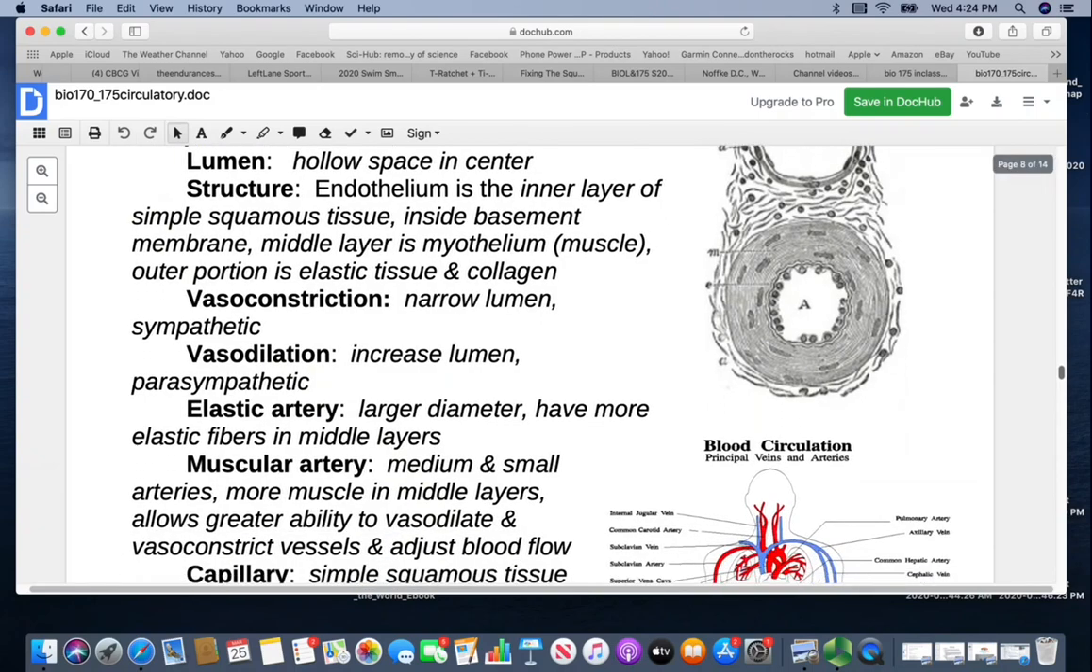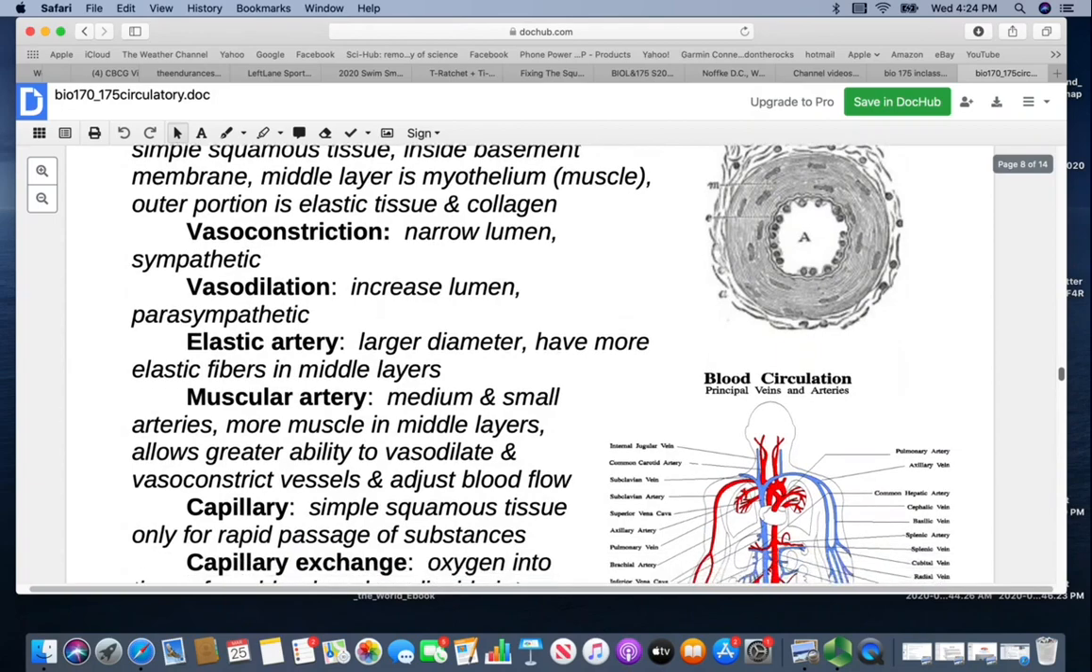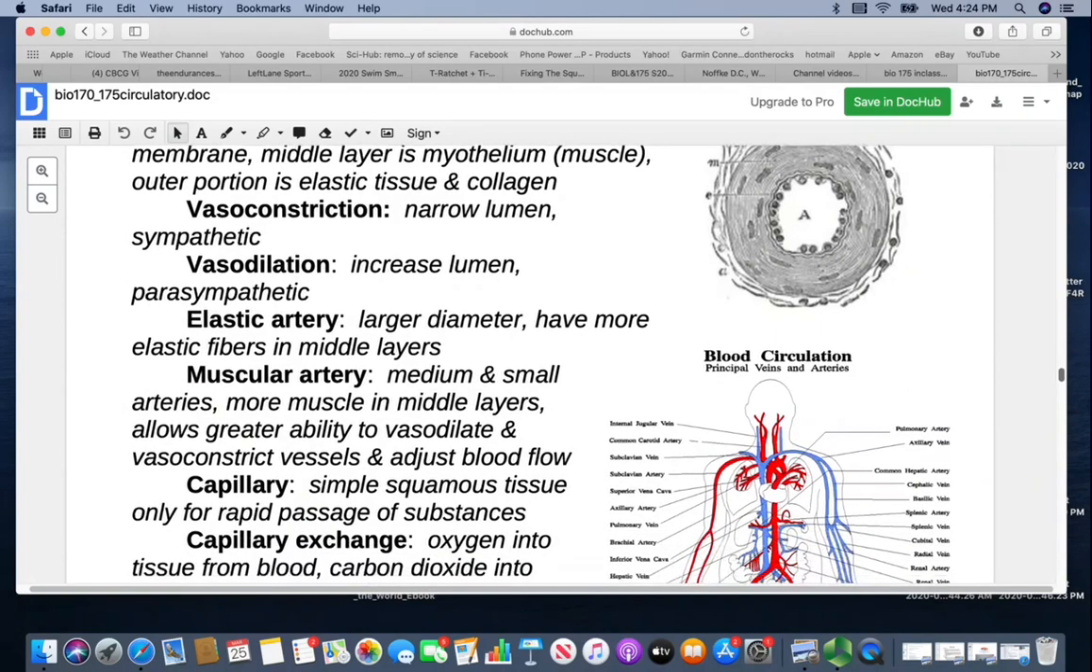So some of our arteries are elastic in nature and some are more muscular in nature. Your elastic arteries have more elastic fibers in the middle layer. These are the larger diameter vessels. These need to be able to adapt to additional blood flow going through them. Muscular arteries are your medium and small arteries. They have more muscle in the middle layers. This will allow them to have greater flexibility in vasodilation or vasoconstriction. These are the ones that are going to adjust the blood flow.